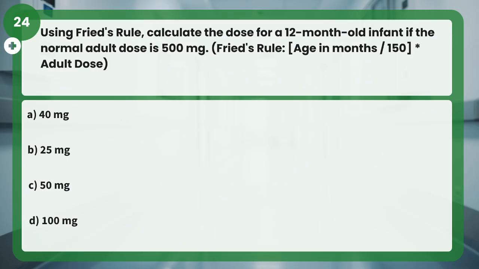Question 24. Using Fried's rule, calculate the dose for a 12-month-old infant if the normal adult dose is 500 mg. Fried's rule, age in months/150, * adult dose. A. 40 mg. B. 25 mg. C. 50 mg. D. 100 mg.